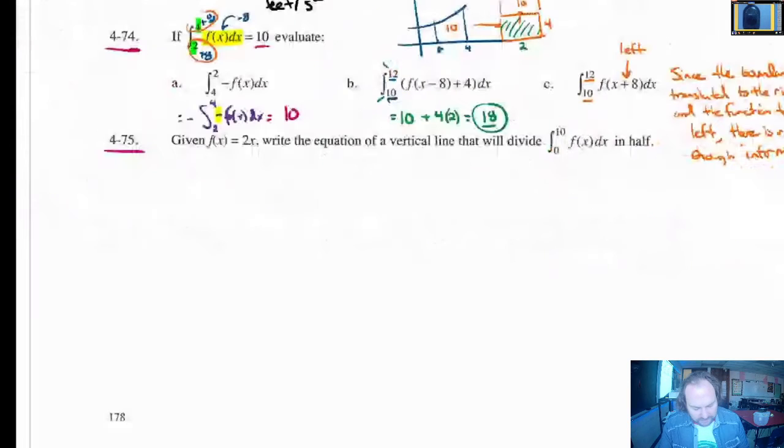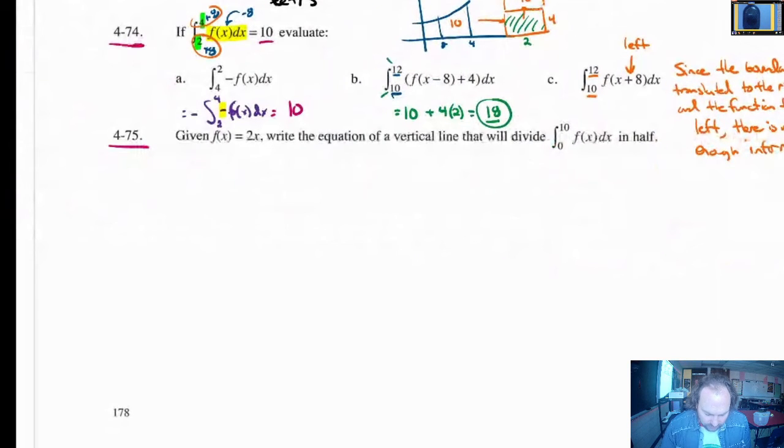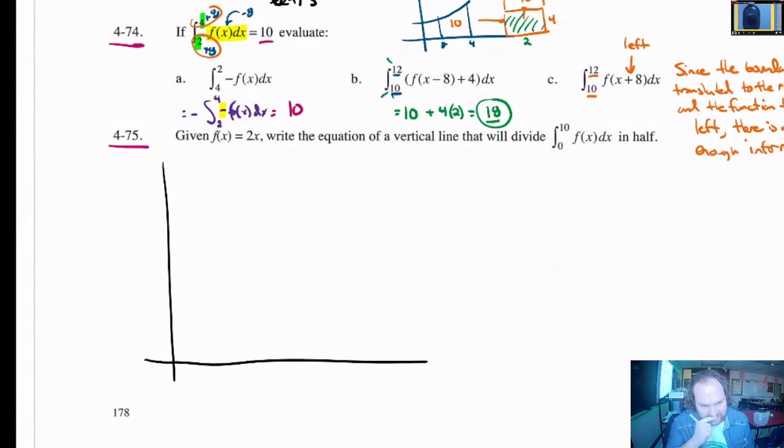Next question, 475. Given this function of f of x equals 2x, we're going to write the equation of a vertical line that will divide the integral from 0 to 10 in half. This question might get a little hairy really quick. I'm kind of nervous about how this is going to go, but I think I know what to do, so we'll find out. First thing we've got to do is think about what this would look like.